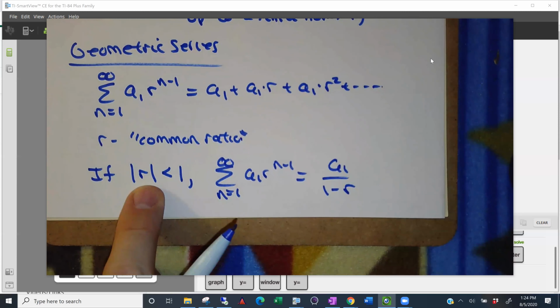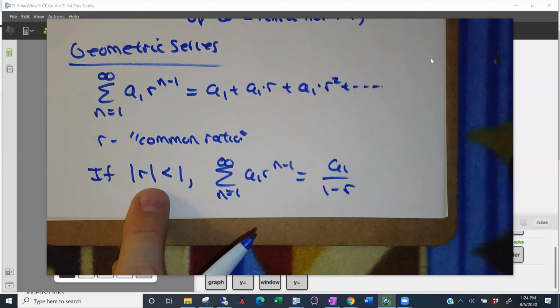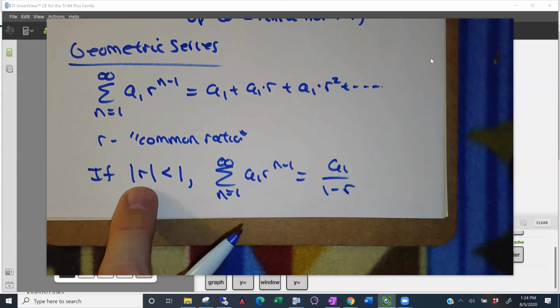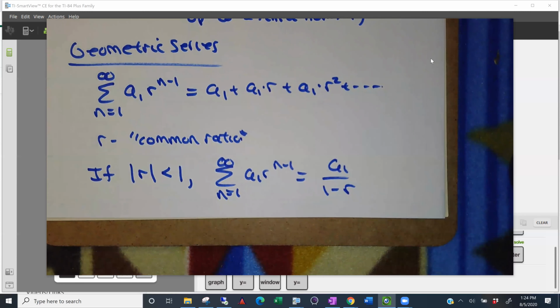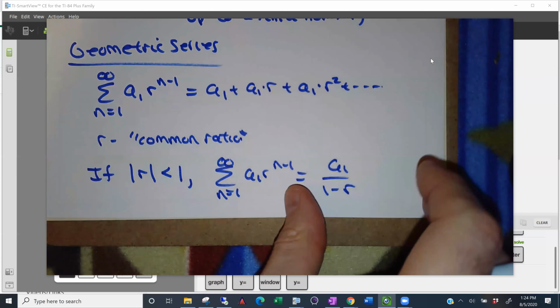Well, this has to be a strict inequality. It can't be equal to 1. It has to be less than 1 in absolute value. You could have negative values for r. It's just as long as their absolute value is less than 1, that's when they're going to converge. So let's take a look at some examples.